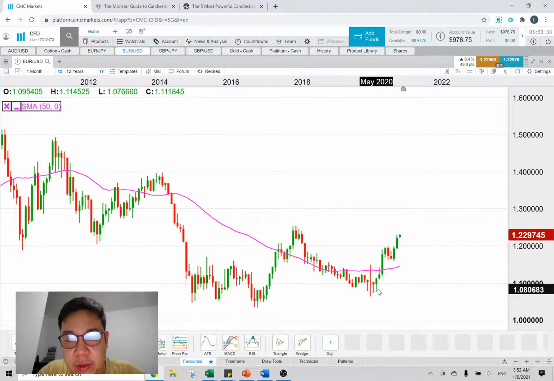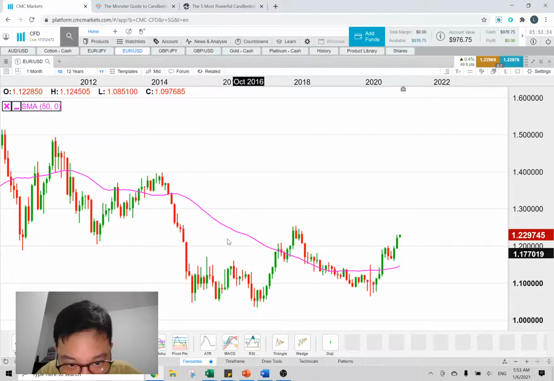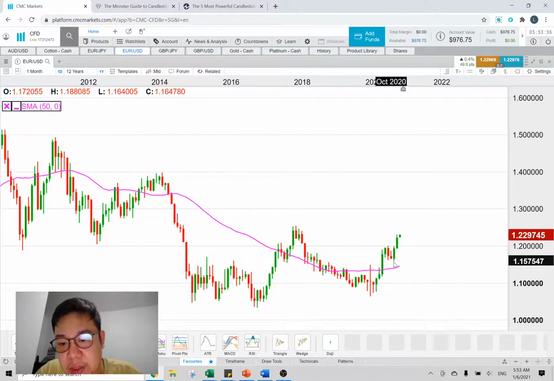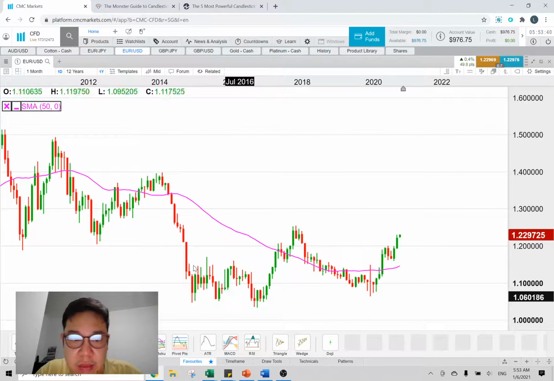So now it's starting to turn up, right? But overall, this is down and then sideways a bit. But it's starting to turn up. So that's something that you can take note of.